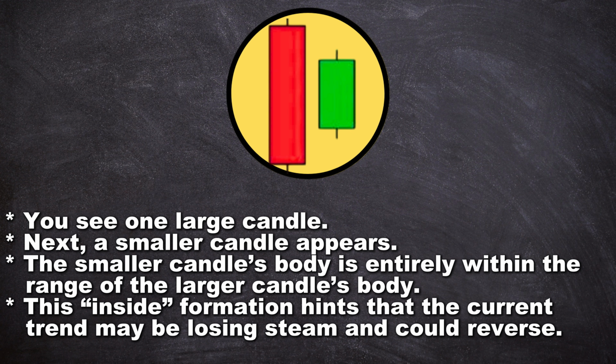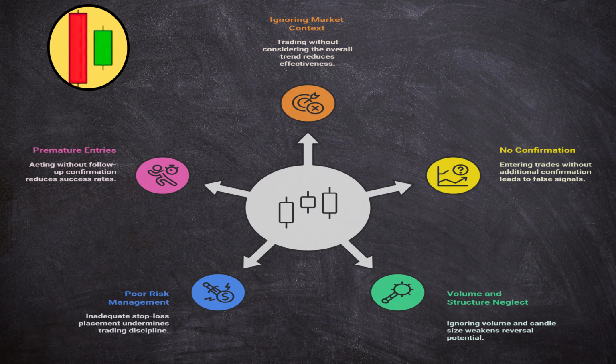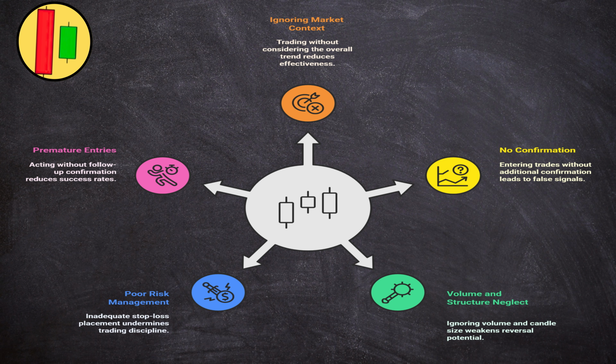These are the common mistakes you should avoid. Ignoring market context. Trading Harami patterns without considering the overall trend reduces effectiveness. The pattern works best as a bullish reversal in downtrends or a bearish reversal in uptrends. No confirmation. Entering trades based solely on the Harami's appearance without waiting for additional confirmation, such as a candle close beyond the pattern's high-low, leads to false signals.